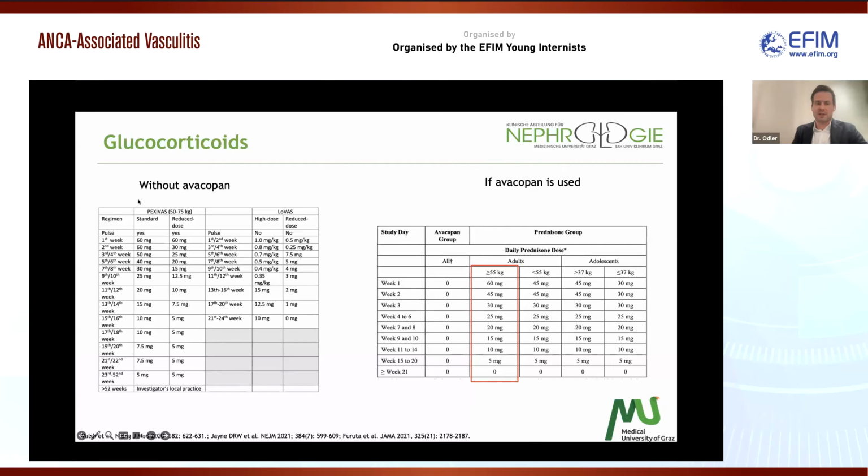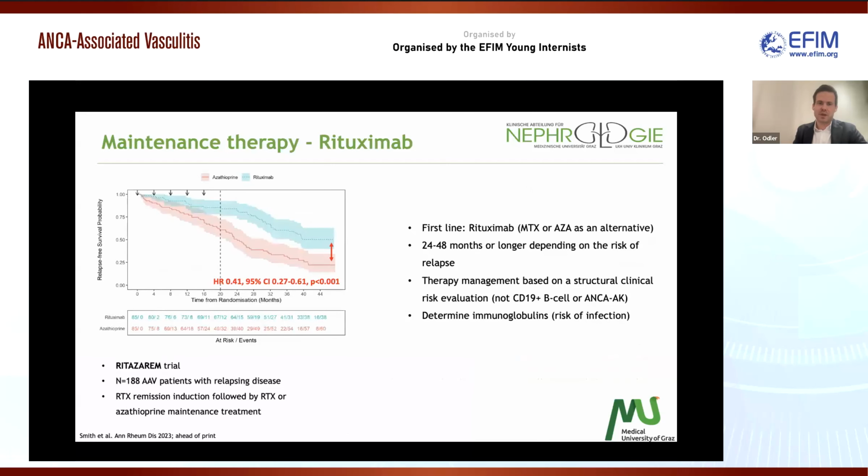And in this case, we suggest to use the protocol of the PEXIVAS trial, or you can also consider the protocol of the LOVAS trial. So what about the maintenance therapy? I mentioned to you that the key immunosuppressive agent in the maintenance therapy of ANCA-associated vasculitis is rituximab. There are different studies investigating the role of this agent in the maintenance therapy.